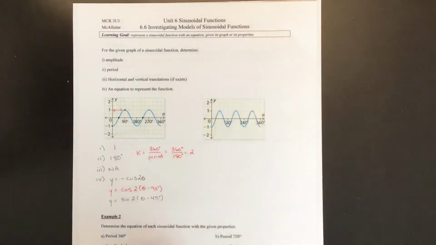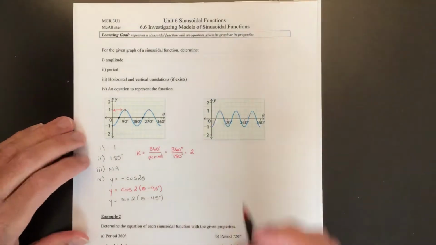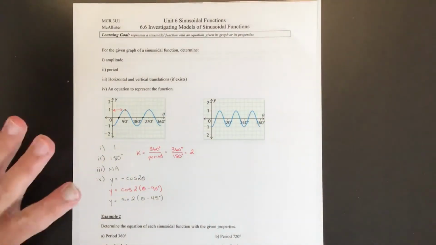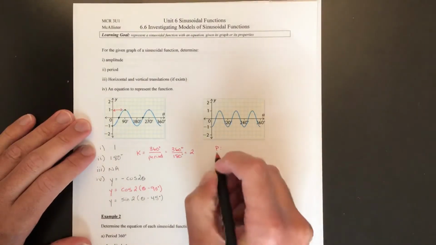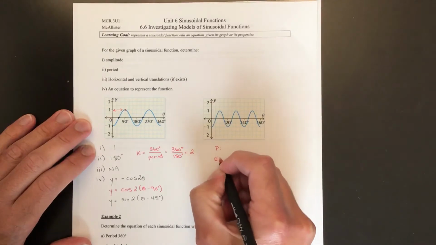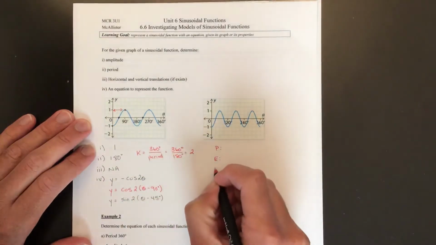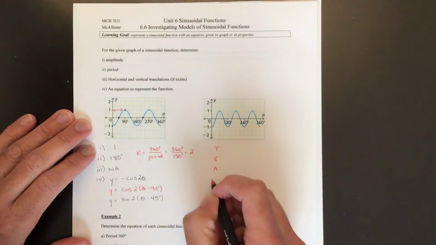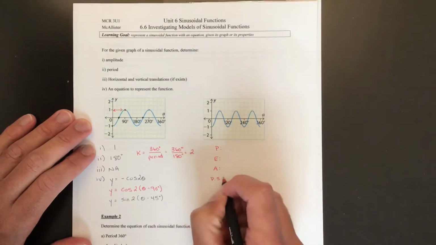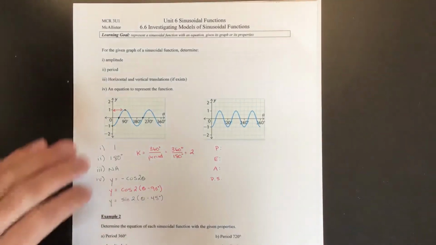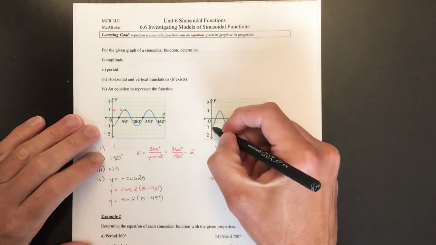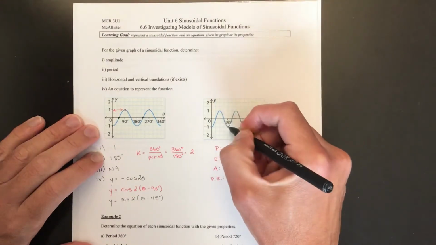So if we look at the second graph, same thing. Now, when it comes to writing an equation, we want 4 things. We need P for the period, E for the equation of the axis, A for the amplitude, and then PS for phase shift. So peeps is what I usually keep referring to. So P is the period, so I'm starting at 0 to 120.